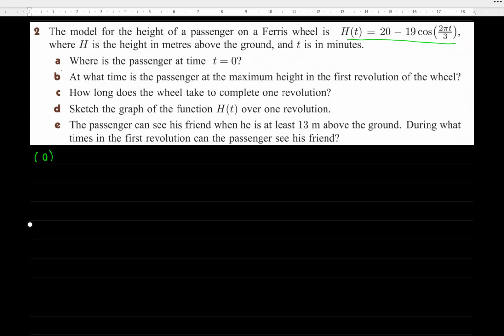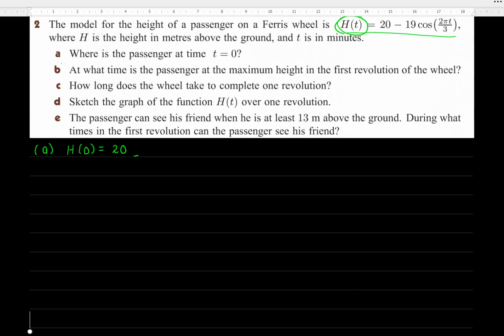So if we look at our equation, we remember how we write our notation. We can just simply say, well, that means it's h of 0, and that's asking us to replace t with 0. So wherever we see t, we're just going to replace it with a 0. So it becomes 20 minus 19 cos, and instead of 2 pi times t, it's 0. Do we need a calculator to work that out? I'd hope not, because 0 times anything is 0. So this whole thing here now becomes 0.